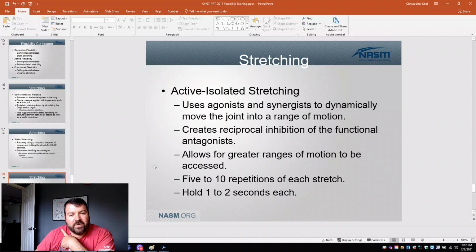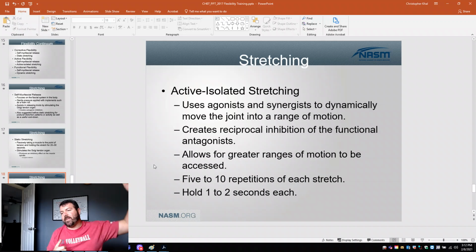Active isolating stretching, not my favorite personally. It uses the agonists and synergists to dynamically move the joint into any range of motion. It creates reciprocal inhibition of the functional antagonists. It allows for greater range of motion to be achieved. Five to ten reps of each stretch, hold for 1 to 2 seconds.